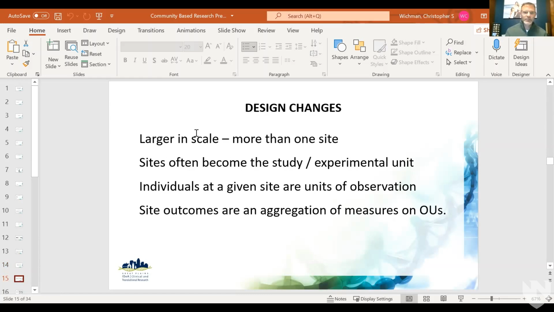So in this case, what I'm basically trying to say in a very long-winded way is that the site itself is going to become the study or the experimental unit, and then the individuals within that site are going to become the units of observation. And our outcome now is some sort of aggregation of a measurement on the individuals making up the organization that we pull together and create one value for that location or site.